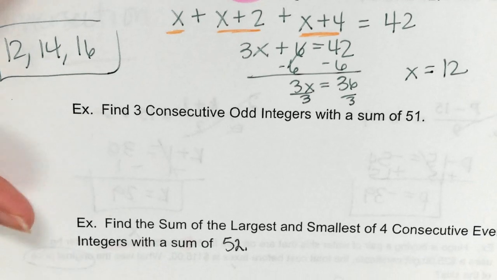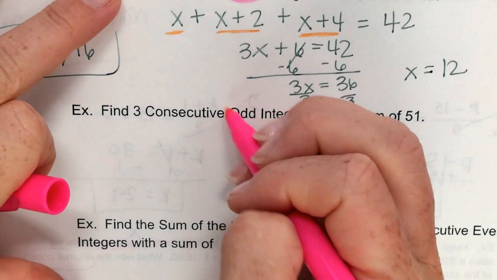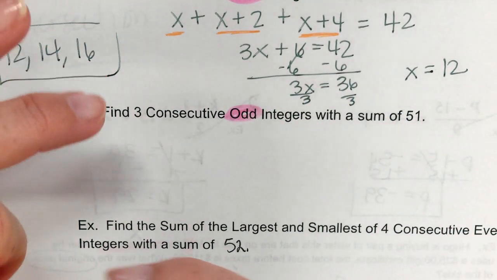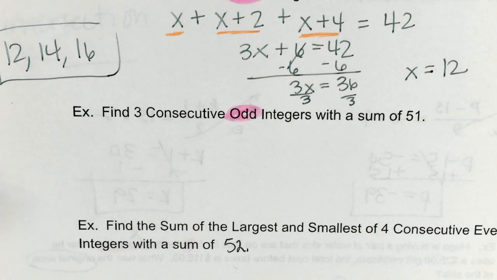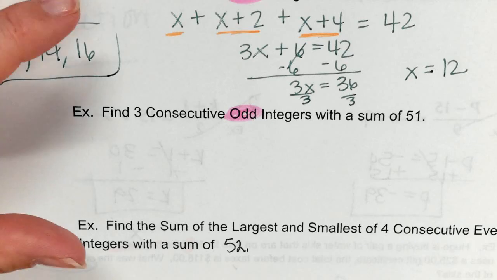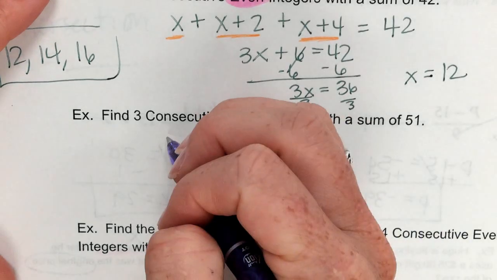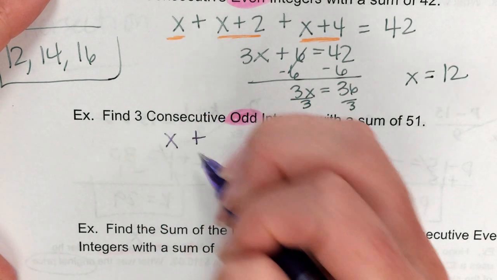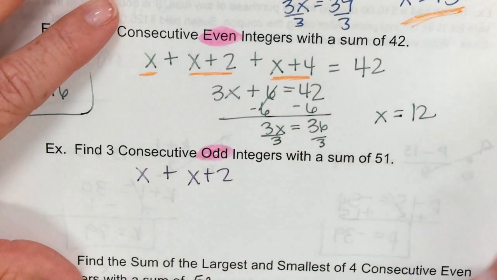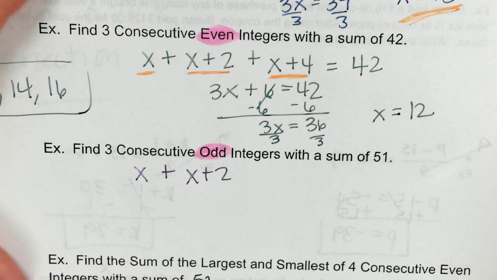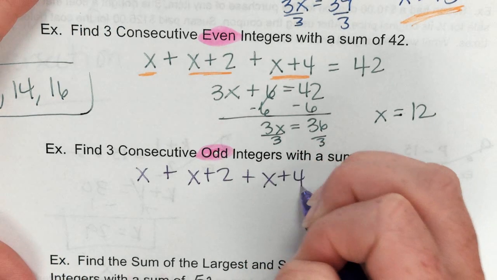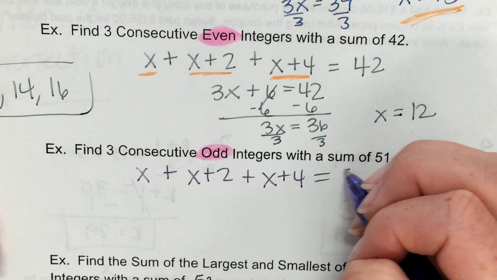All right, next one. Find 3 consecutive odd integers that add up to 51. All right, here we go. What is the first number? We don't know it. X plus, what's the next odd number? Look up here. X plus 2. What's the next odd number? So plus x plus 4. And it has to equal 51.